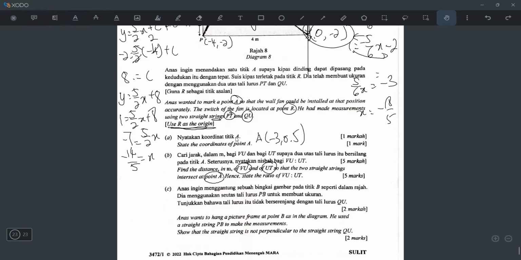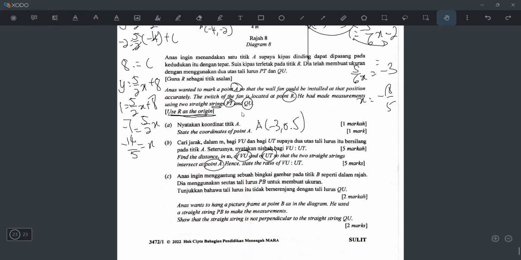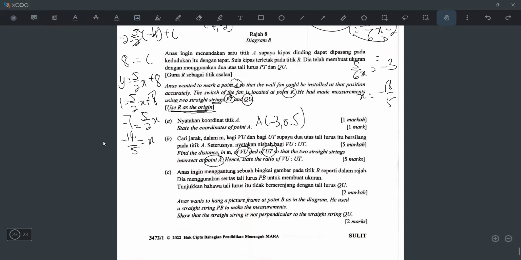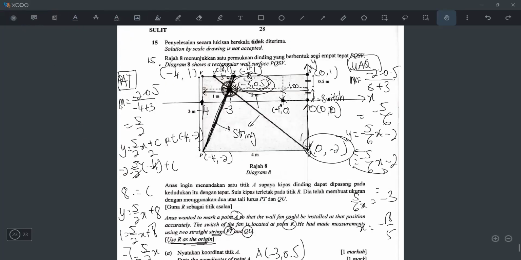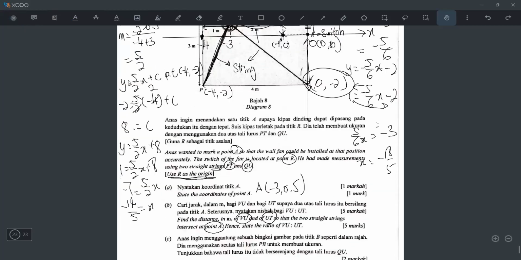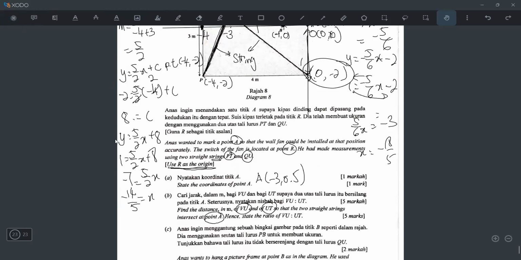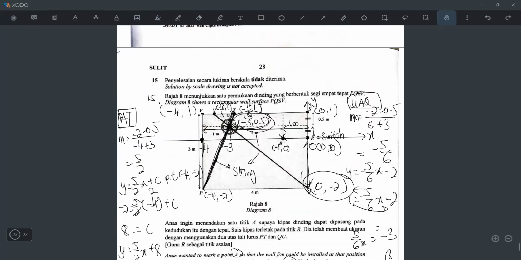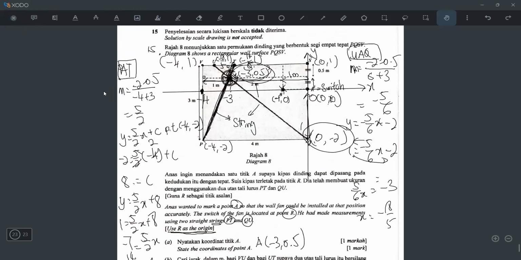I think I can find what they want now, which is the distance of VU and the distance of UT. Not enough space. What to do? Okay, why did they give me so little space? So what should I do?